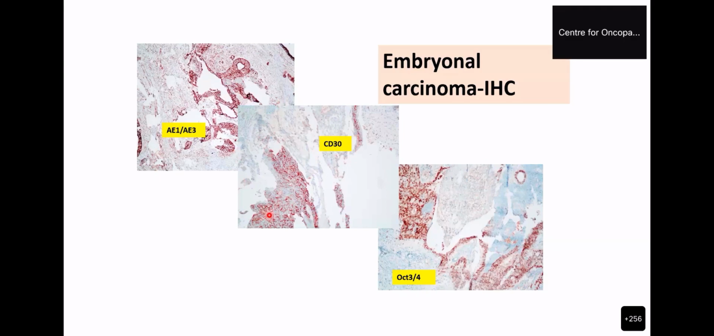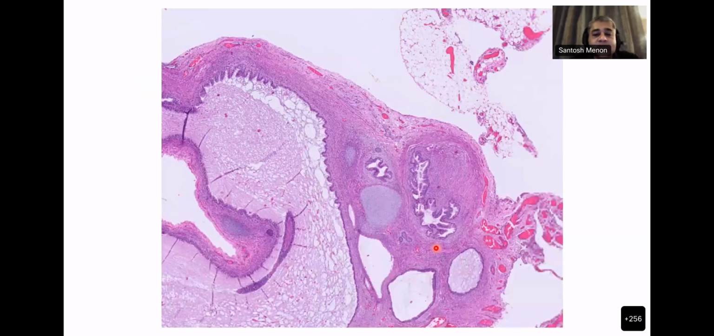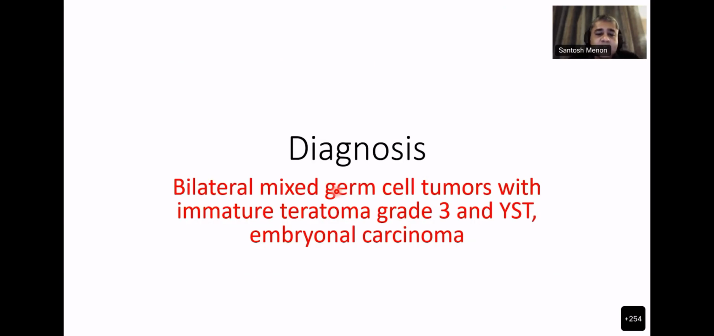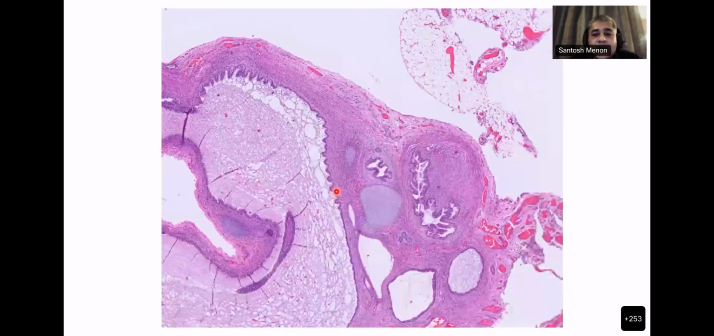Vaishnavi is there. So the IHC markers for embryonal carcinoma are CD30 and OCT3/4. In difficult cases, you have to do these IHCs to make out these components. This patient also had deposits in the omentum, and sometimes in cases of mixed germ cell tumor or immature teratoma, you can have nice glial tissue in the peritoneum, which is known as gliomatosis peritonei. Generally, gliomatosis peritonei will not upstage the tumor to stage 3, and that is important to understand in germ cell tumors. So this was a bilateral mixed germ cell tumor with immature teratoma grade 3, yolk sac tumor and embryonal carcinoma. So what is the importance of picking up these things?